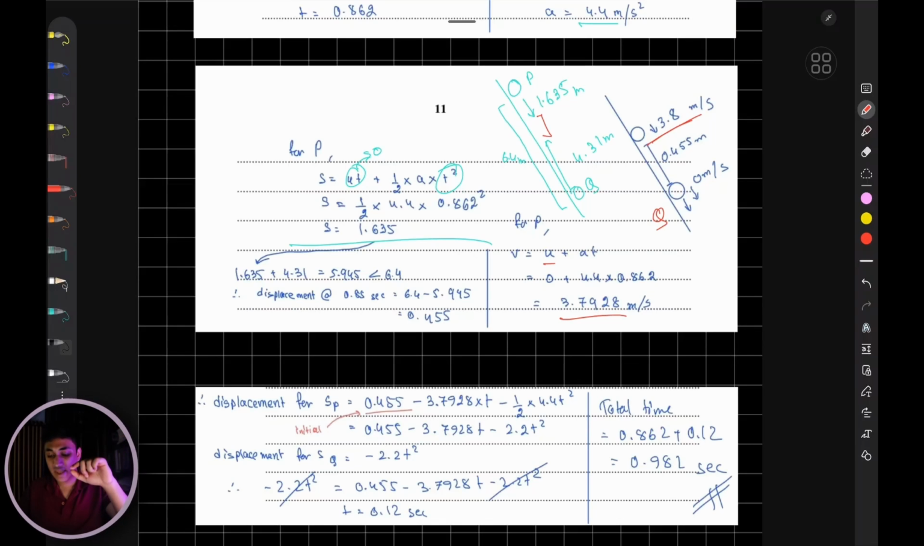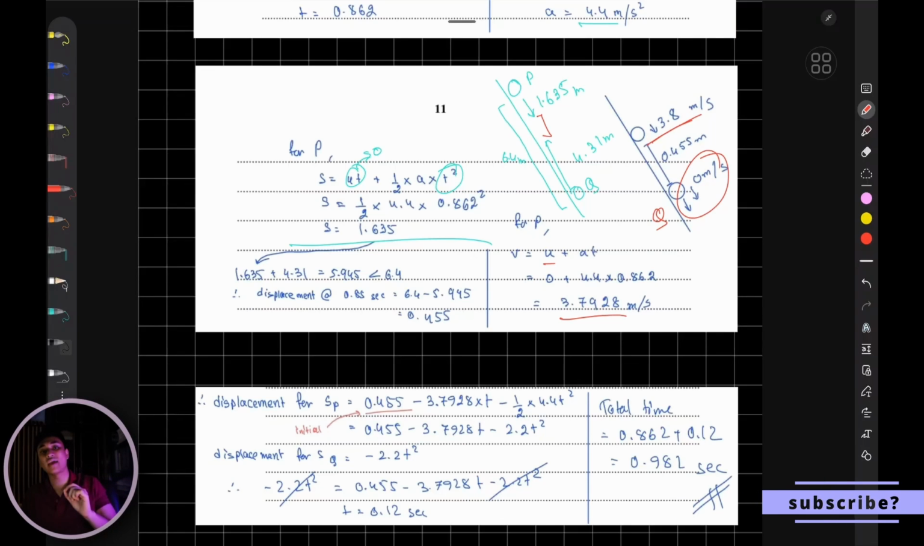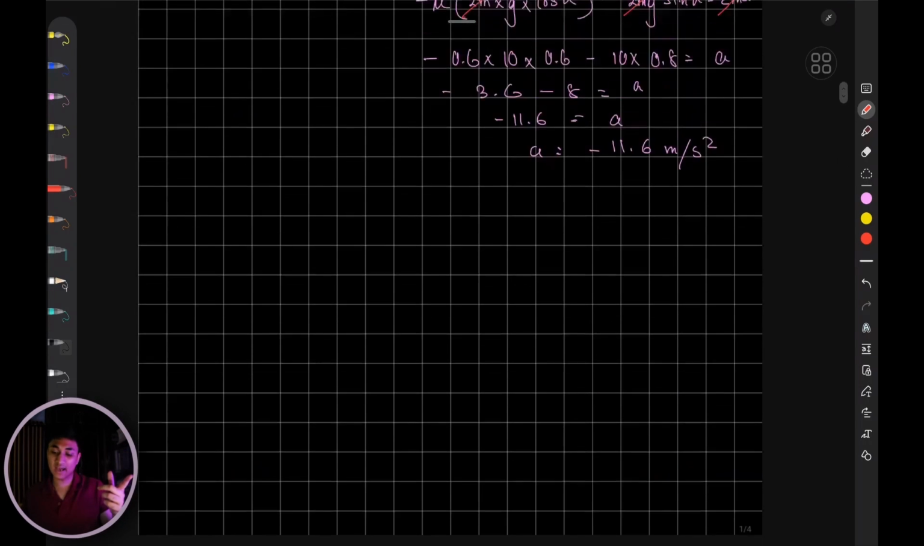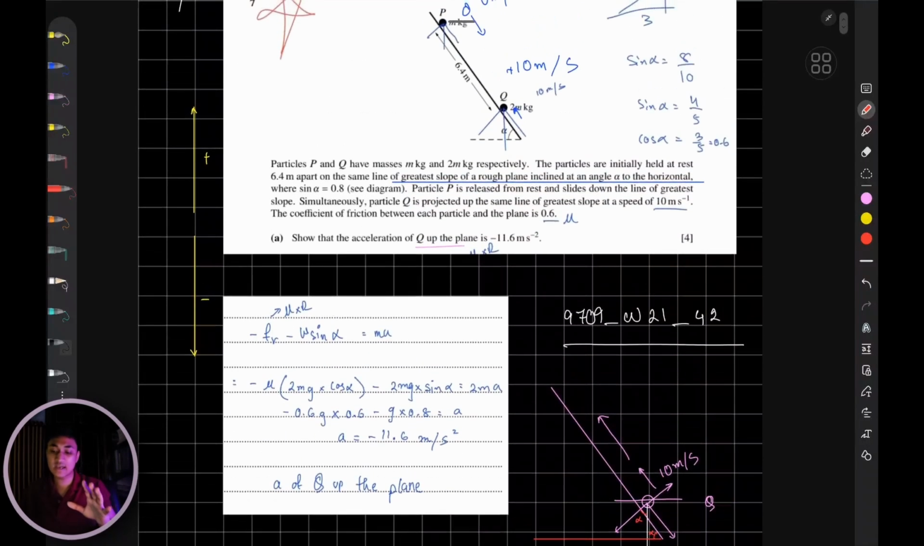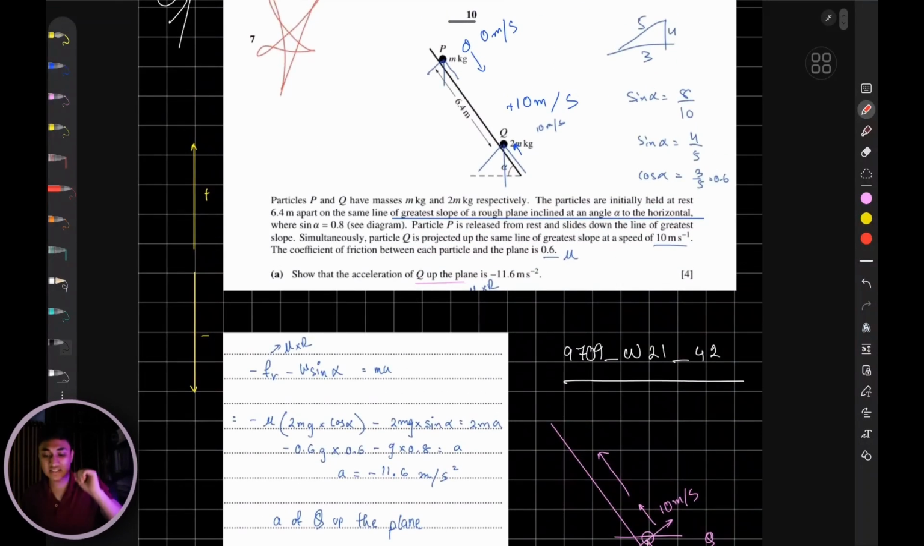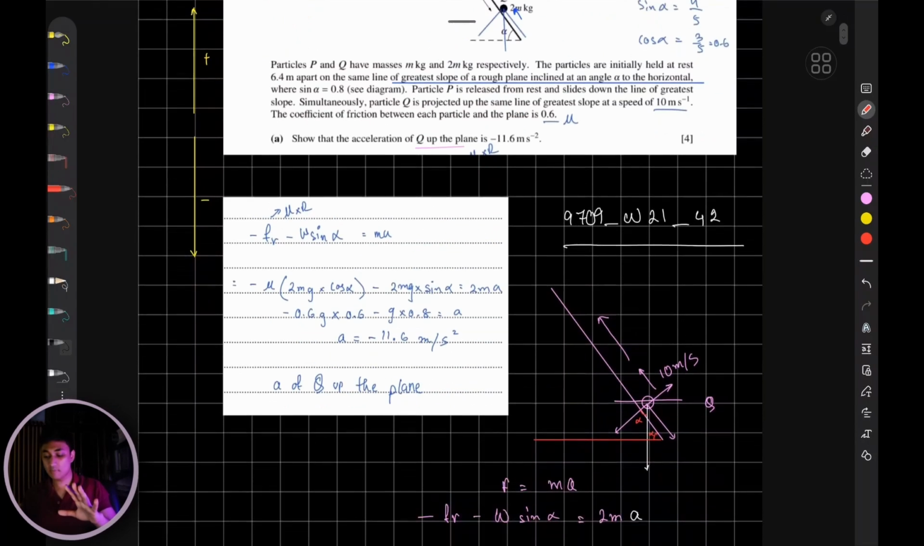It's going to accelerate at a rate of 4.4 meter per second square downwards, while Q will also accelerate downwards at a rate of 4.4 meter per second square. Why, you ask? Because remember, I just told you that it doesn't matter what the mass of both particles are. Q has a mass of 2m, P has a mass of m. Doesn't matter. Mass gets cancelled off when you calculate acceleration.